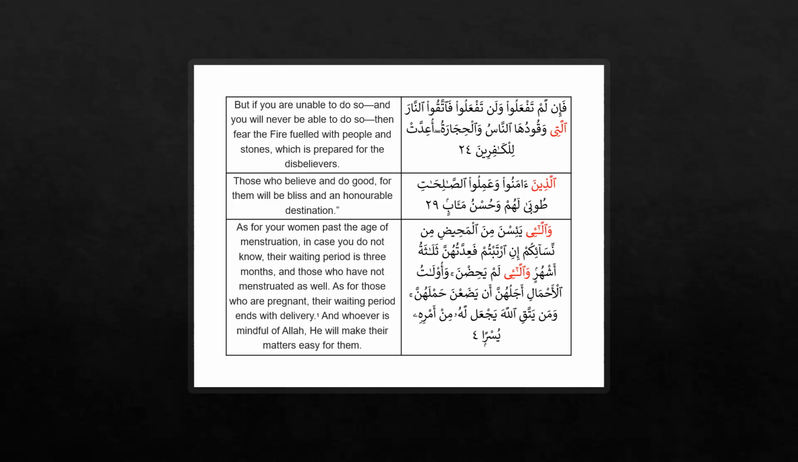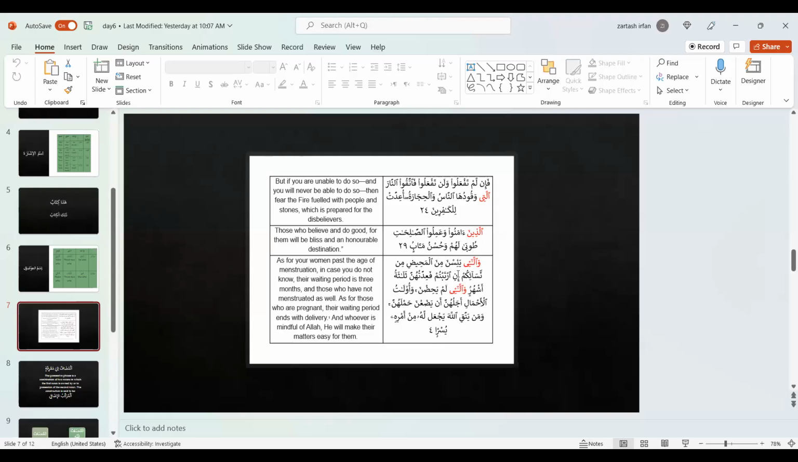Allazina amanu wa amilu salihati tuba lahum wa husnu ma'ab. Here, allazina, those who. Then there is the verse about your women, where allati refers to more than two women. So these are the examples from the Quran. Allati, allazina, allati are all examples of relative pronouns.